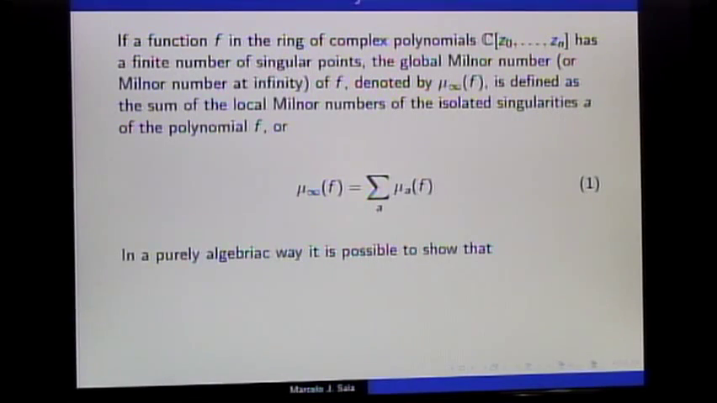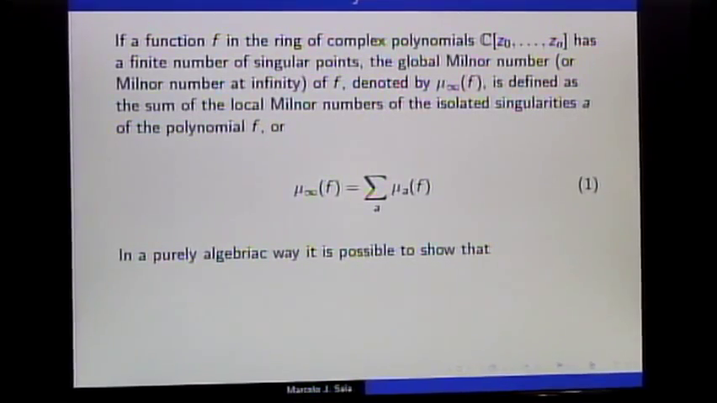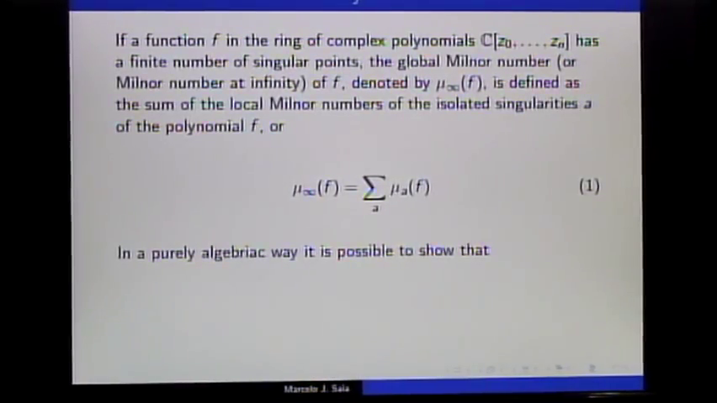Now I am considering a function in the complex polynomial ring C[z_1,...,z_n] with a finite number of singular points. So we can define the global Milnor number, the Milnor number at infinity, as the sum of the local Milnor numbers for each isolated singularity of the polynomial f. If it has a finite number of isolated singularities, we have the local Milnor number. We can consider all isolated singularities and just sum them to get this number.